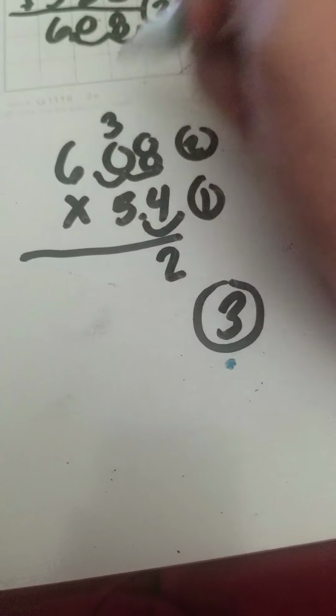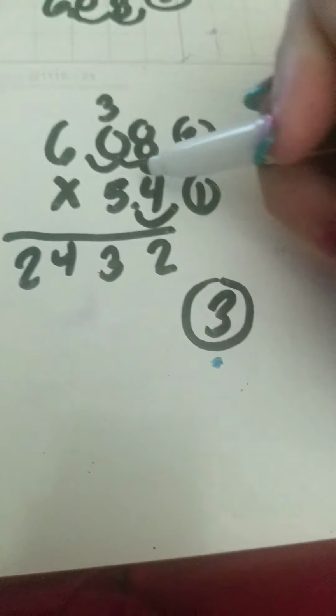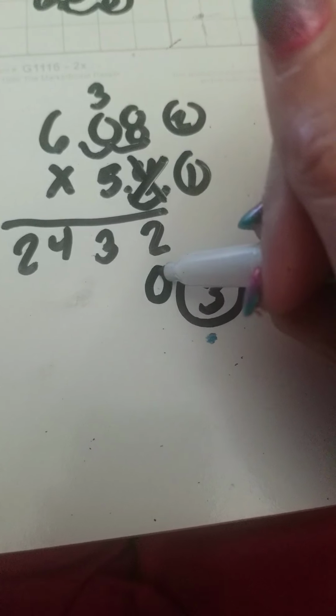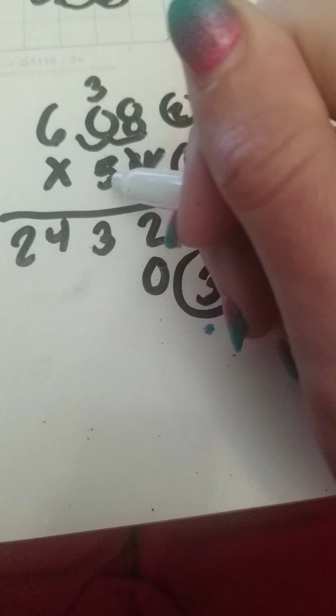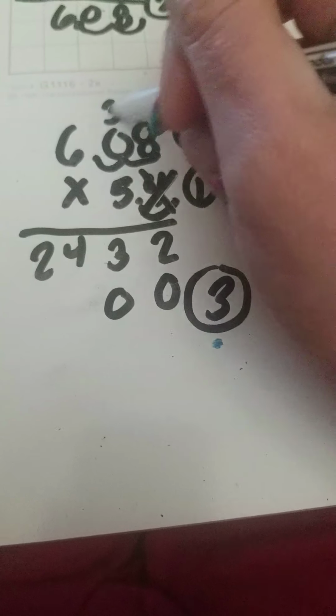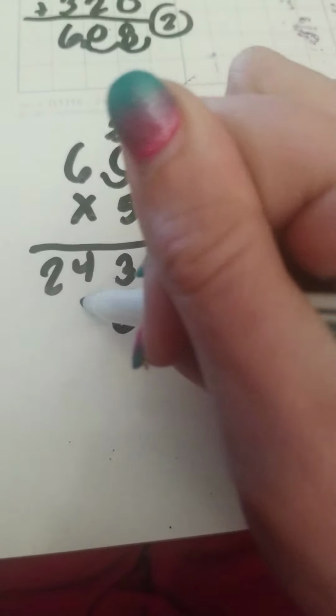4 times 8 is 32, so I'm going to put a 2 and carry a 3. 4 times 0 is 0, plus 3 is 3. 4 times 6 is 24. I am done with the 4, which is in the ones place. So I'm going to drop a 0 into the ones place and move over to the tens place. 5 times 8 is 40, so I'm going to put a 0 and I'm going to carry a 4. 5 times 0 is 0, plus 4 is 4. And 5 times 6 is 30.